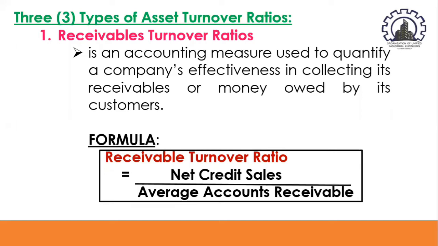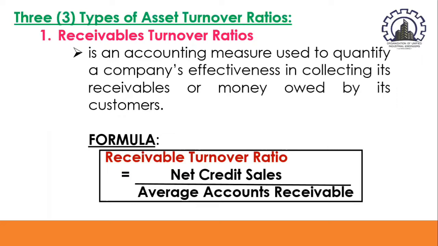Now, the receivables turnover ratio is an accounting measure used to quantify a company's effectiveness in collecting its receivables, or money owed by its customers. The formula that we will be using in calculating the receivables turnover ratio is net credit sales over average accounts receivable. This is best understood by showing you an example.